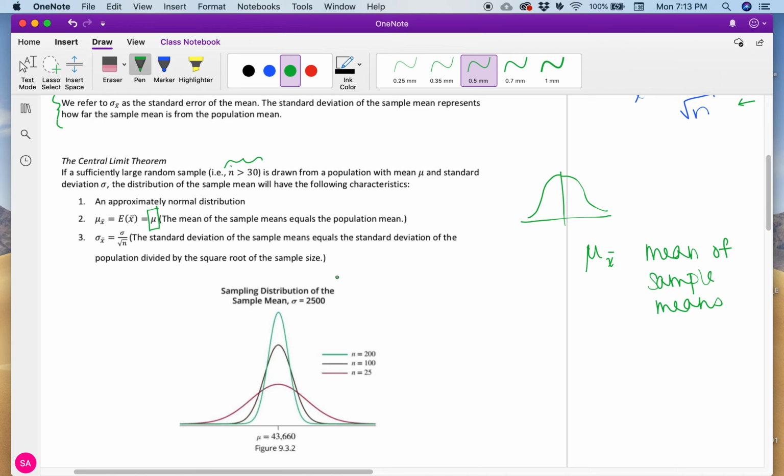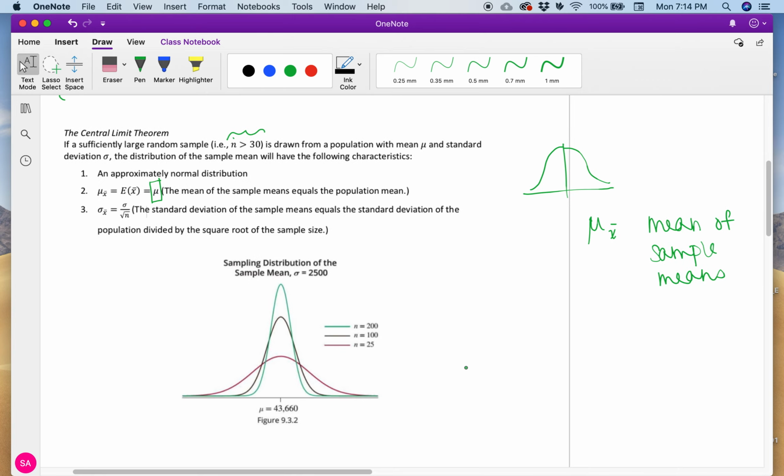Last has to do with the standard deviation. Basically, just give this formula right here. The standard deviation of the sample mean is equal to the population standard deviation divided by the square root of n. Basically, I don't have this written out here, but I copied this directly from the book. The bigger sample size we get, the less variability we will have. And this is actually perfectly depicted in this picture right here.